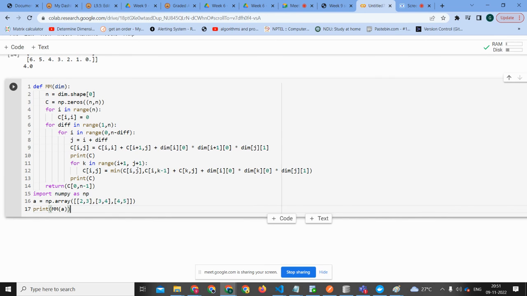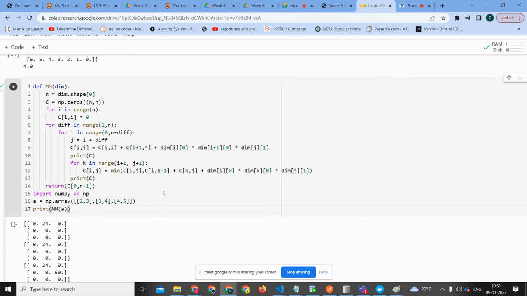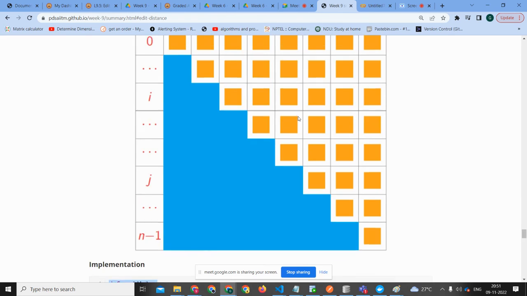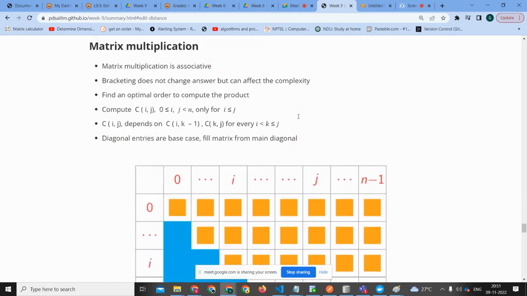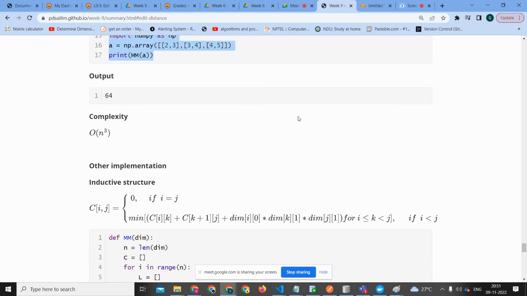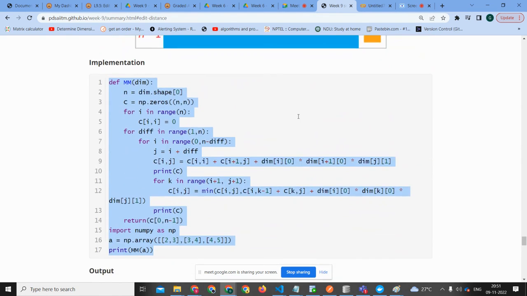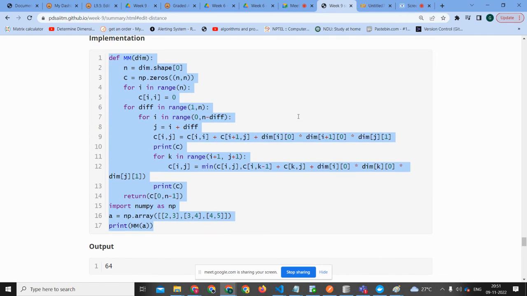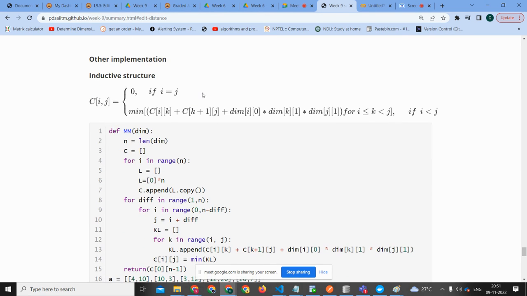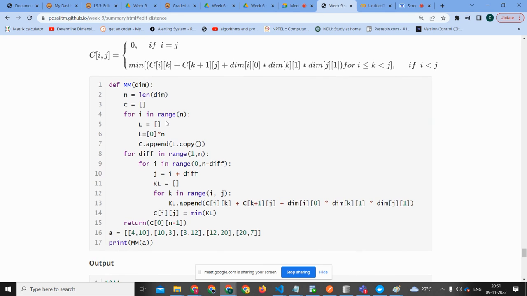Here we are. This looks like an easy one. But earlier, wait a minute. Is this the correct one? Okay, they have two different implementations for the same thing. This one is using for loops, this is the normal one, and they have an inductive structure. So which one should we try to look into?